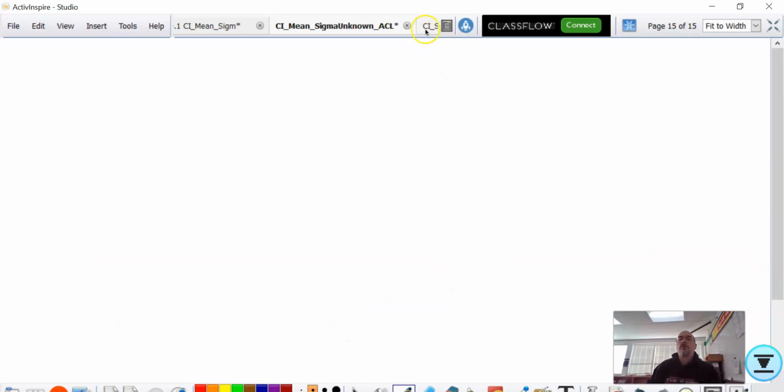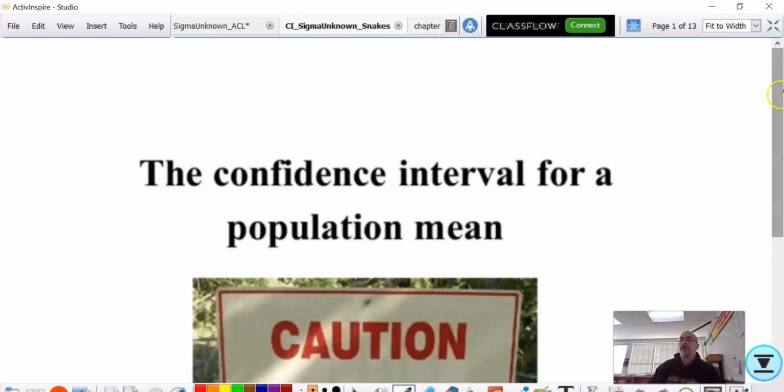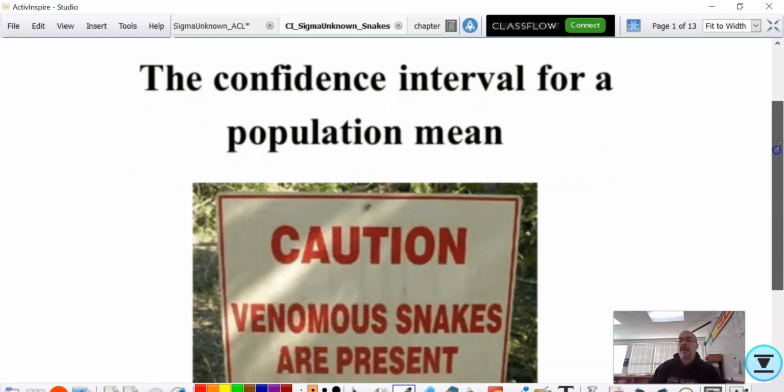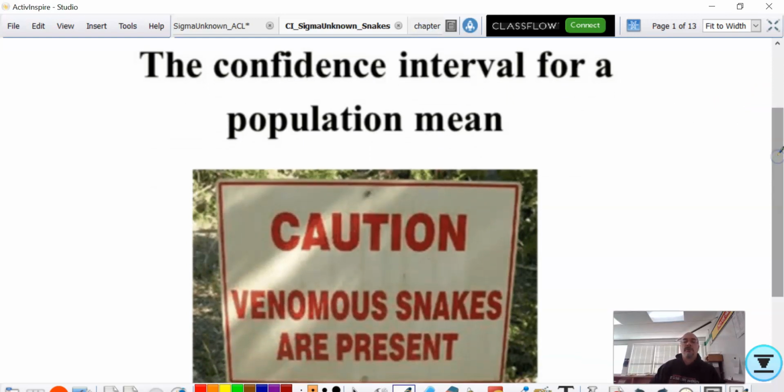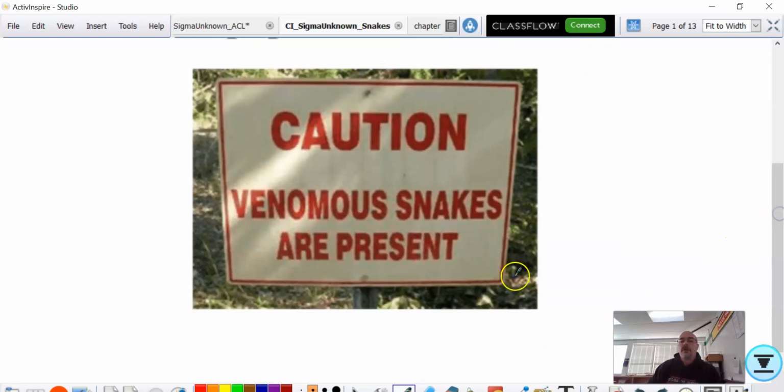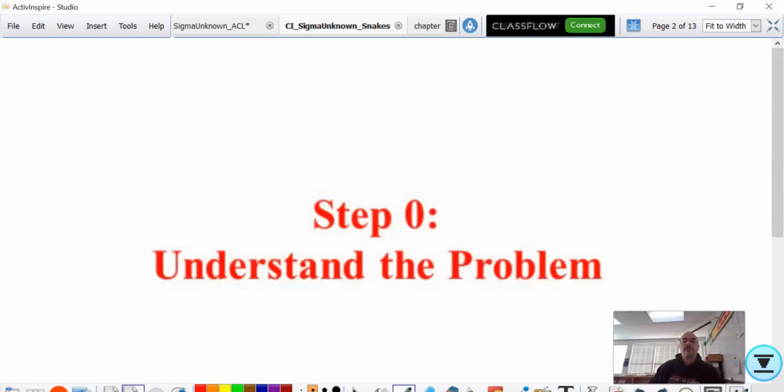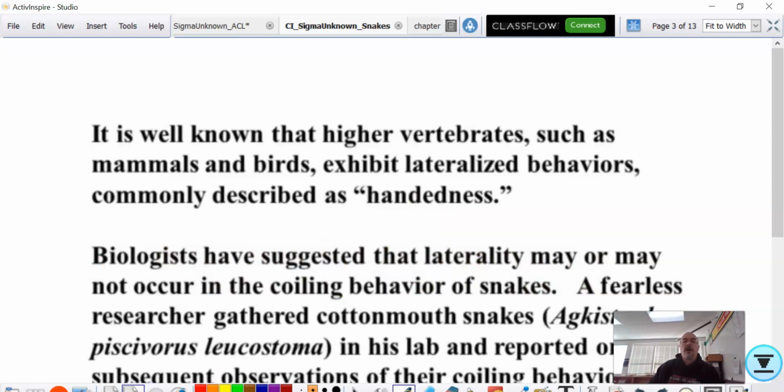All right, let's go look at, we got a couple more here. Okay, I'm going to go fairly quickly, and I'm not going to back up to talk about the different numbers. All right, the confidence interval for a population mean, here's another one. Venomous snakes are present.